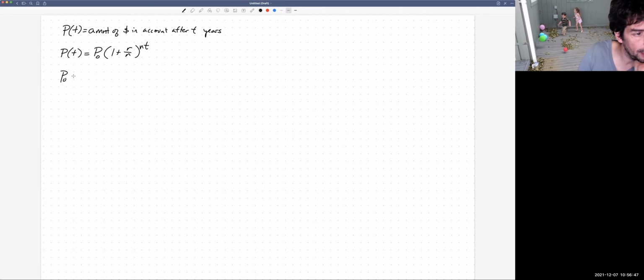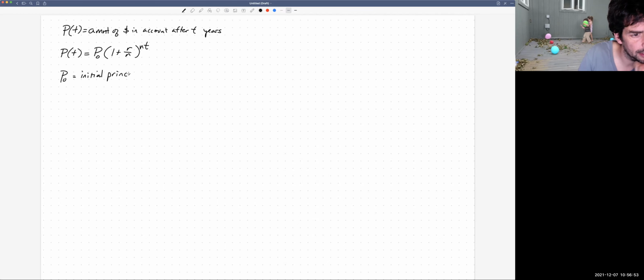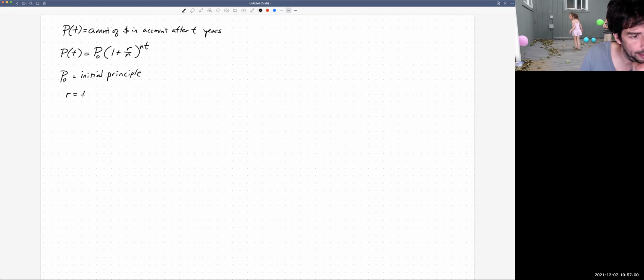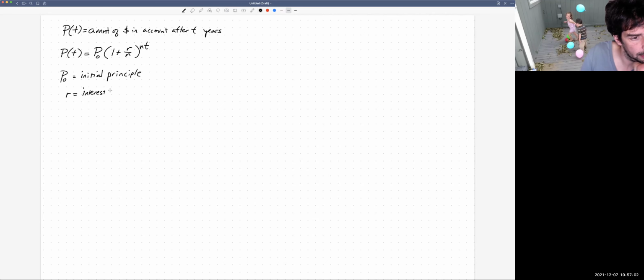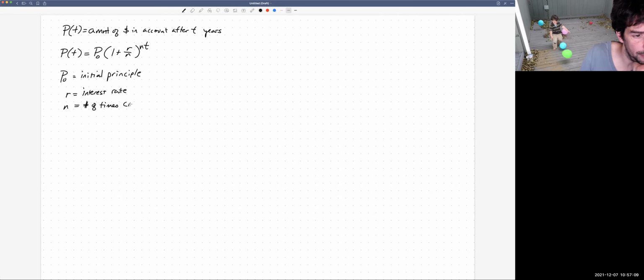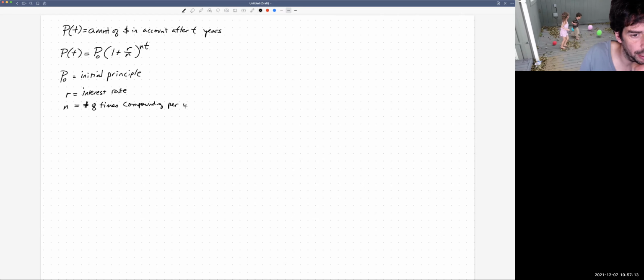So here, P naught is the initial investment or initial principal. I think that's the word they use, why you see a P a lot. And then r is your interest rate. n is the number of times you're compounding per year. And then t, of course, is the number of years.